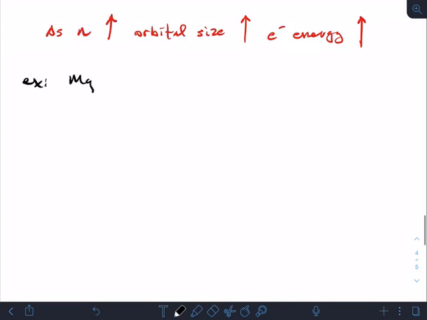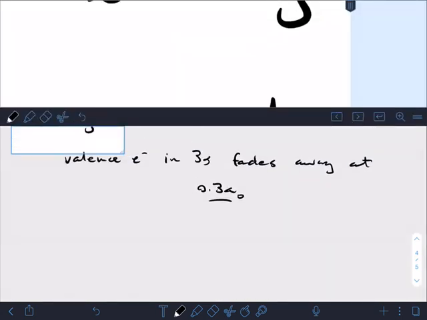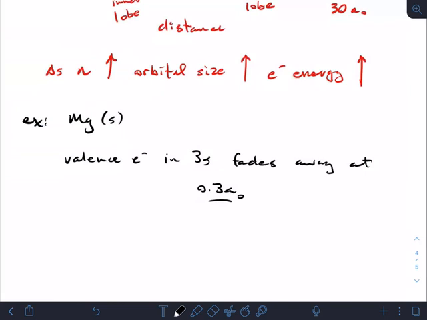All right? So if we look at a specific example, so let's look at what magnesium solid looks like. Okay, what they figured out with the quantum mechanics is that the valence electron in the 3s for magnesium fades away at 0.3 atomic radii. Now hold on a second. Magnesium is significantly larger, like it's got way more stuff in it, than, for example, a hydrogen atom. Okay?